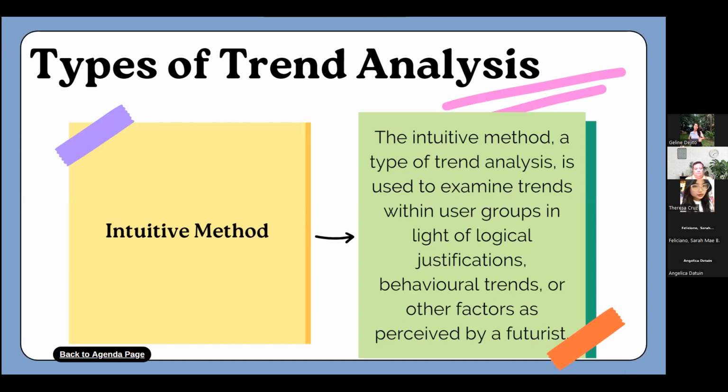Next is the intuitive method. The intuitive method, a type of trend analysis, is used to examine trends within user groups in light of logical justification, behavioral trends, or other factors perceived by futurists.